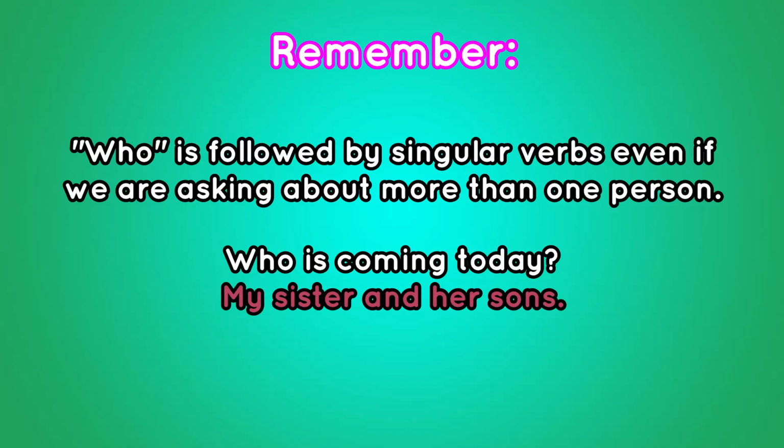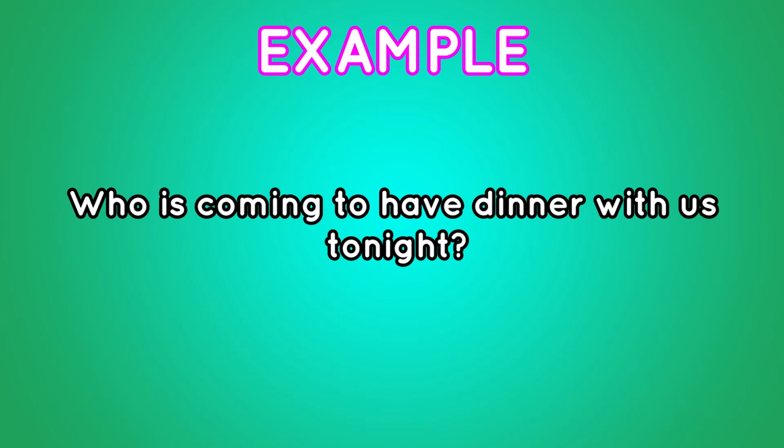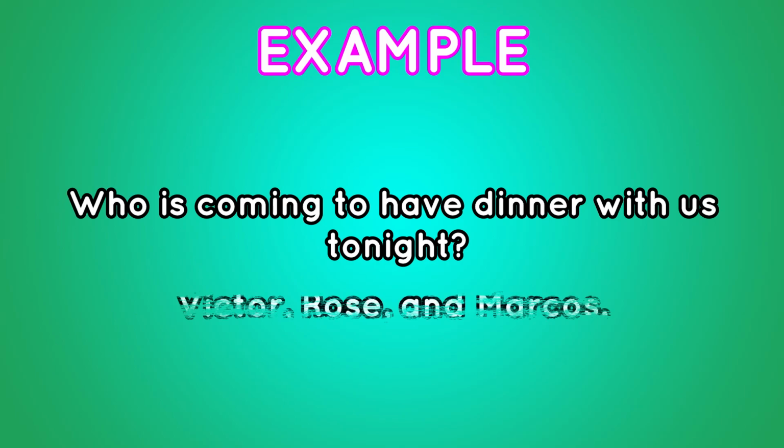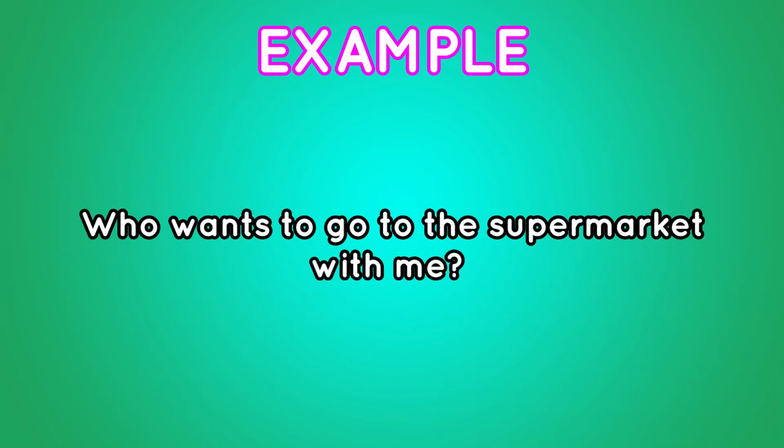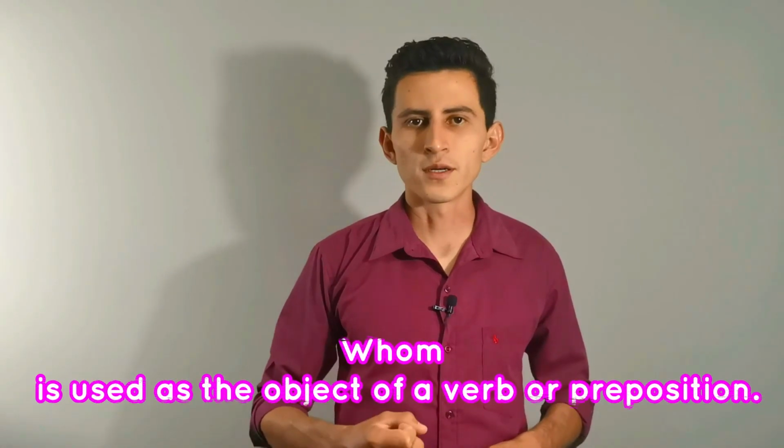Something that we have to remember is that who is usually followed by a singular verb, even if the speaker is asking about more than one person. Check these examples. Who is coming to have dinner with us tonight? Victor, Rose, and Marcos are coming. Who wants to go to the supermarket with me? We want to go. Now let's continue with the question word whom.